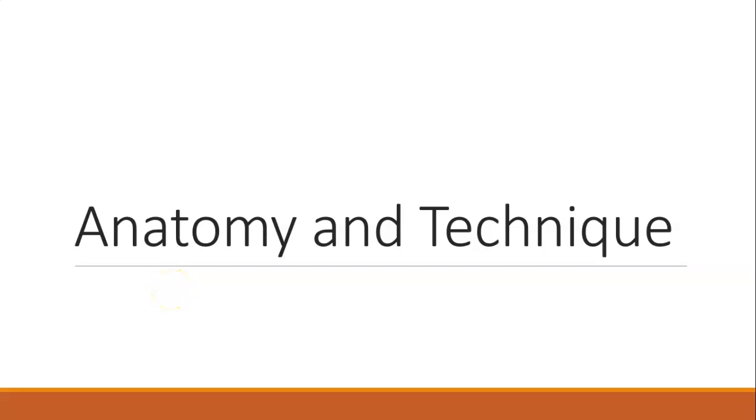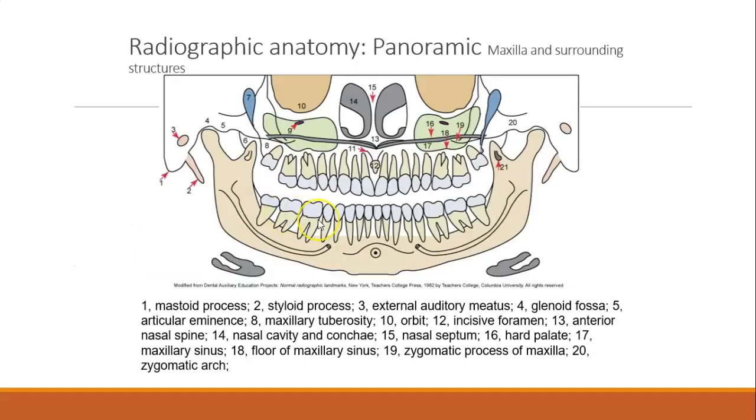All right, let's talk about the anatomy that you will see on a pano. On a pano, we're going to first divide this into the structures that we'll see in the maxilla. There's a lot to be seen in a pano on the maxilla and the mandible and all the surroundings, and it just takes looking and memorization. It's memorization, just like your dental science.